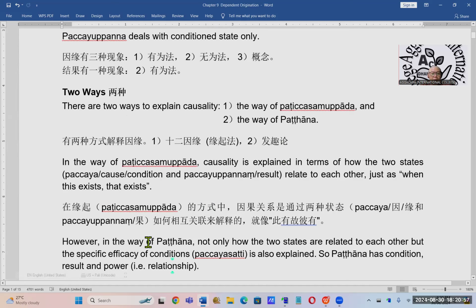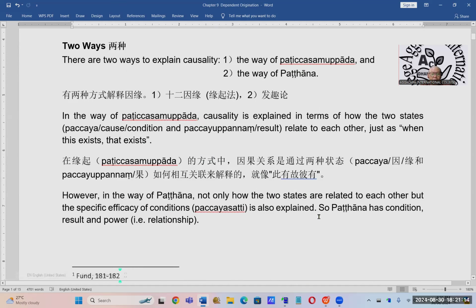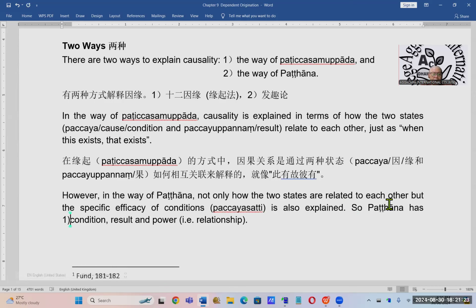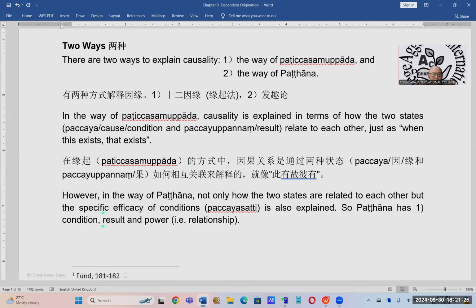Now, in the way of Patana, not only how the two states, the cause and condition, are related to each other, but we call it Pachaya Sati, right? It's like the power in between the two of them. So in Patana we have three. The first is the cause or condition. The second is the result. You could put number one as cause, number two as the result, and number three as the power.